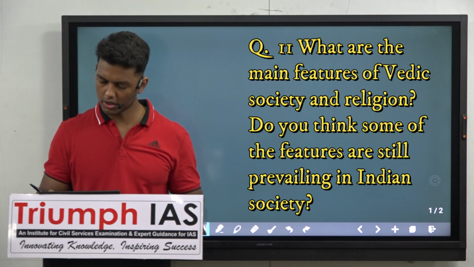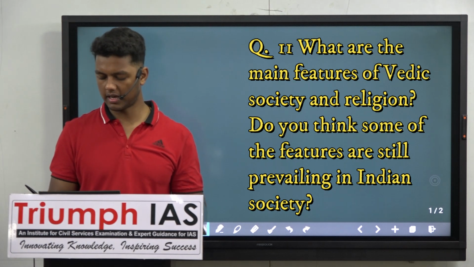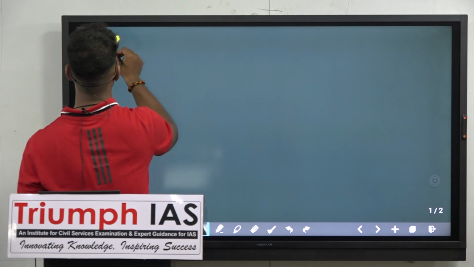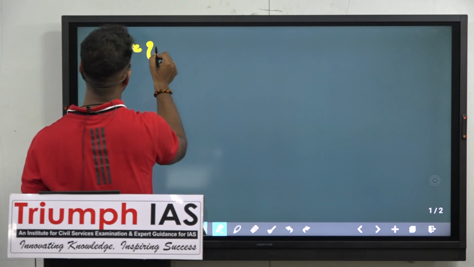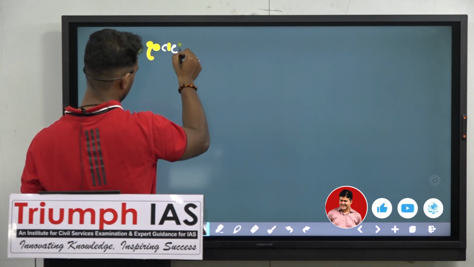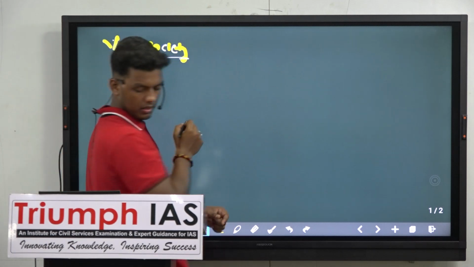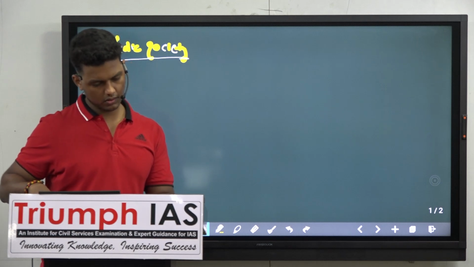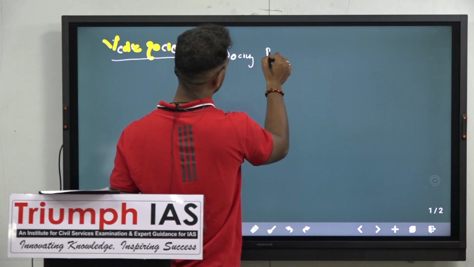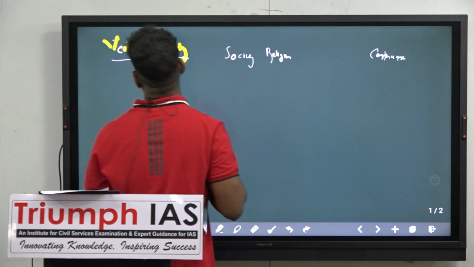Now coming to the 11th question: what were the main features of Vedic society and religion? Do you think some of the features are still prevailing in Indian society? Now, Vedic society, religion, and continuance. Now, what is a Vedic society?